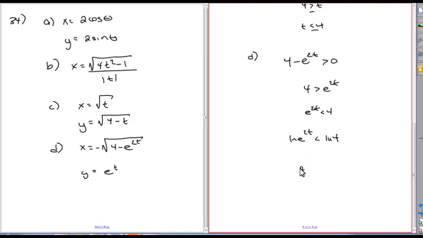And that becomes 2t has to be less than the natural log of 4, because the natural log of e to something is something. And then we divide by 2, so we get t has to be less than, and see, what about equals to? I guess equals, yeah, put an equal sign in there. So t has to be less than or equal to the natural log of 4 over 2.